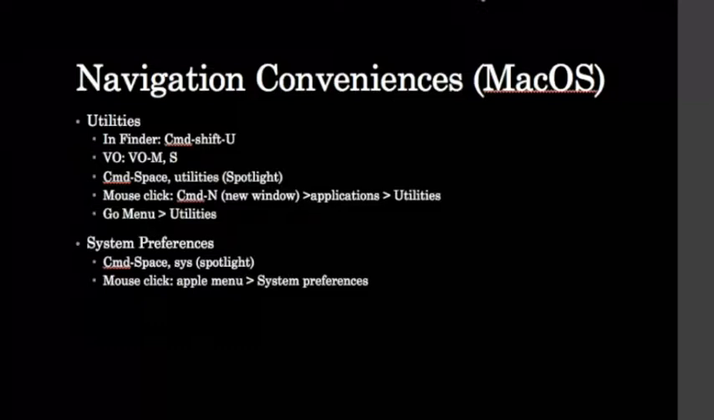I want to talk about navigation conveniences real quick, because we talked about them a little bit earlier. And in utilities, an example of a navigation convenience would be when you're in the Finder on Mac OS. We'll talk about a few other ones on the other side. If you press Command-Shift-U, it will open up your utilities. If you're in VoiceOver, you press the VoiceOver keys M for menu, S will get you to your VOMS. M is menu, and then S will take you to system preferences, won't it?